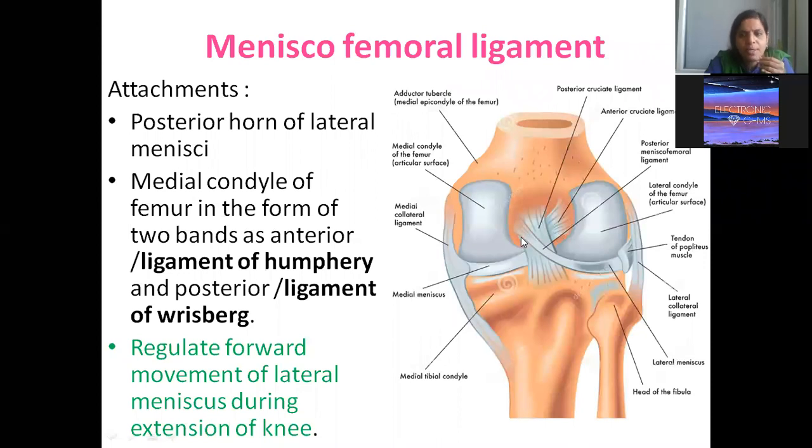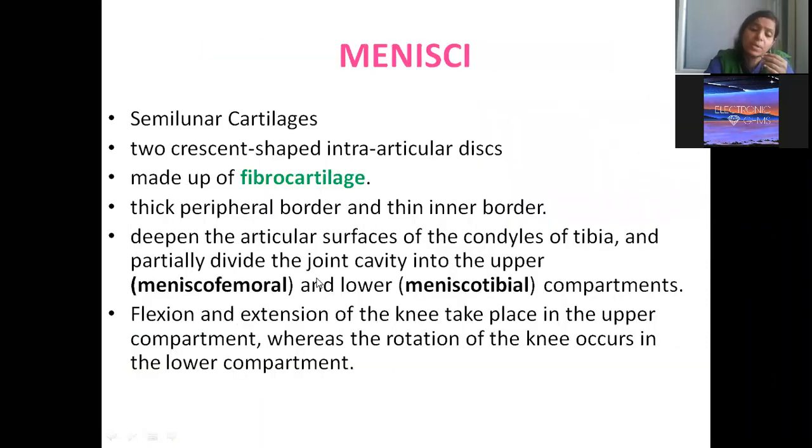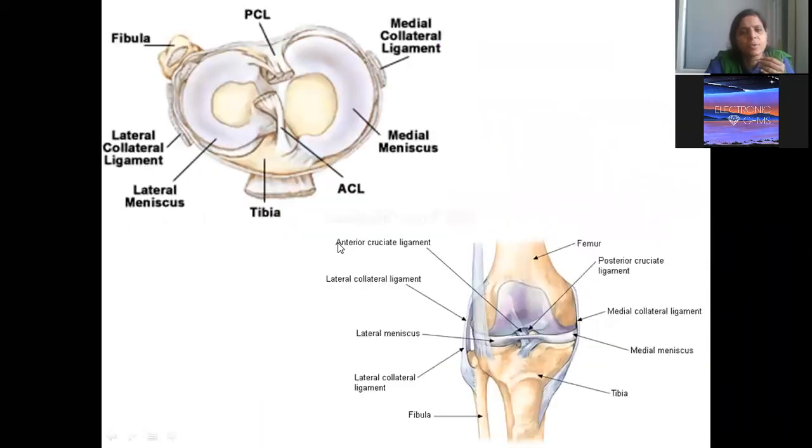Then meniscofemoral ligaments, from the posterior horn of the lateral meniscus. All these are not actually important. Menisci are very, very important. So how many menisci do we have? Two menisci, isn't it?